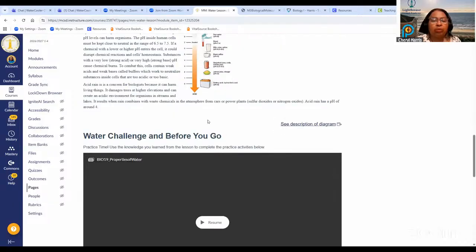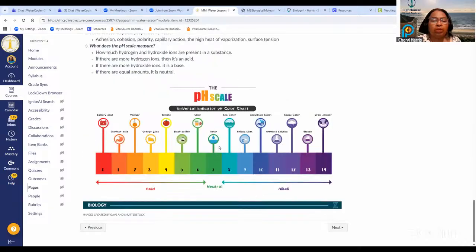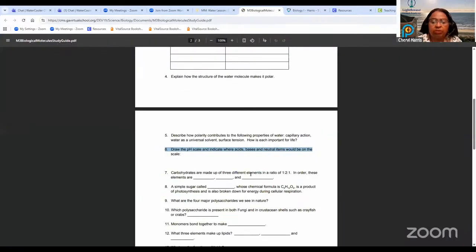The thing that I need you to know is that on the pH scale, water is neutral. Everything that has more hydrogen ions than water is acid. Anything that has more hydroxide ions than water is a base. That's all you need to know for that. All right, back to our little question. So don't draw it, just know that part.